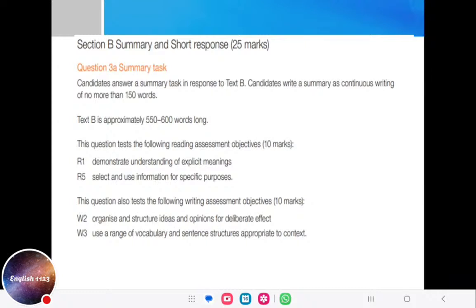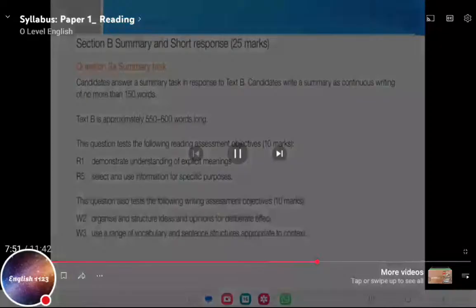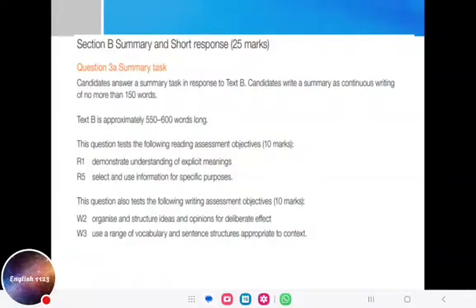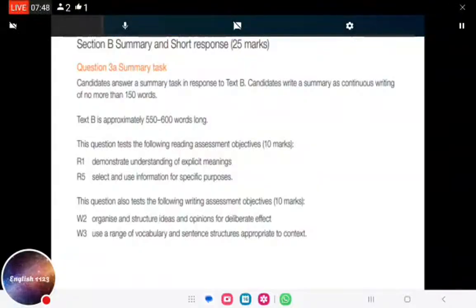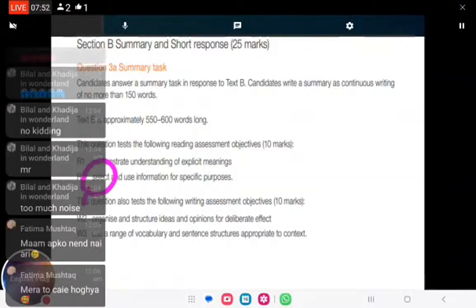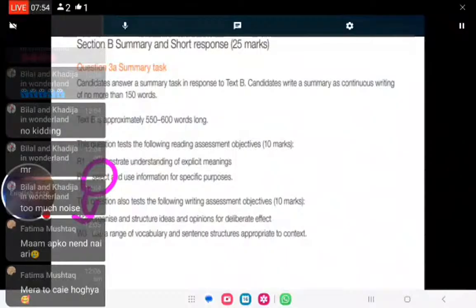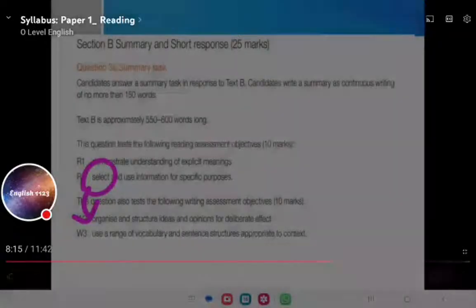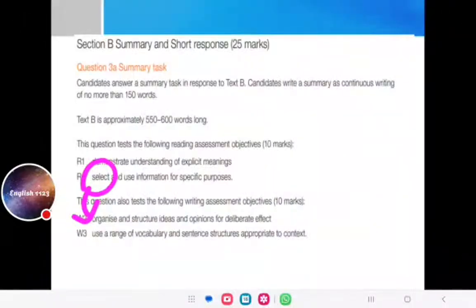Then the next 10 marks in summary writing are writing marks, and W2 means writing the information that you have selected in R5, select and use. You are going to organize and structure ideas and opinions for deliberate effect. Now this selected information is going to be organized and structured here in the writing objective. Once you have selected the information, you are going to use it, organize it, and structure ideas and opinions for deliberate effect.